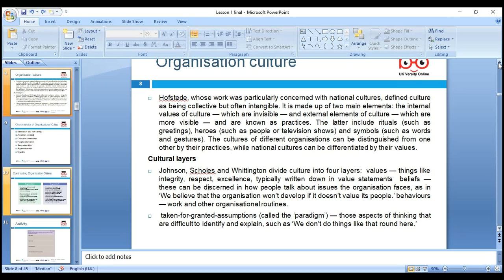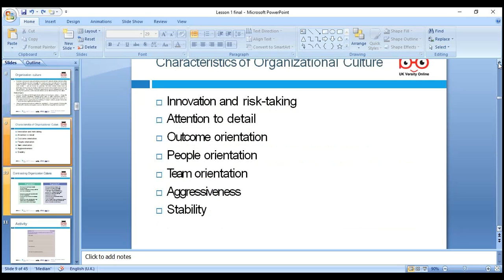Culture is a whole system, not just one event. So at work and in other routines we can look around at what is taken for granted, the exemption called a paradigm. Those aspects of thinking are different to identify and explain, such as "we don't do things like that wrong here." So we can look around at different cultures and the characteristics of culture, what represents the culture, what it needs to be.